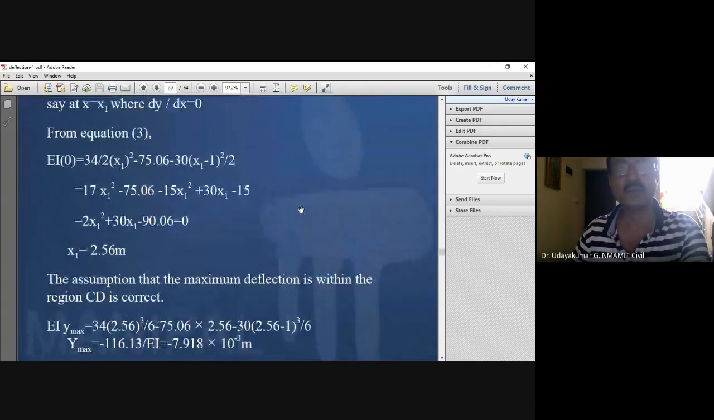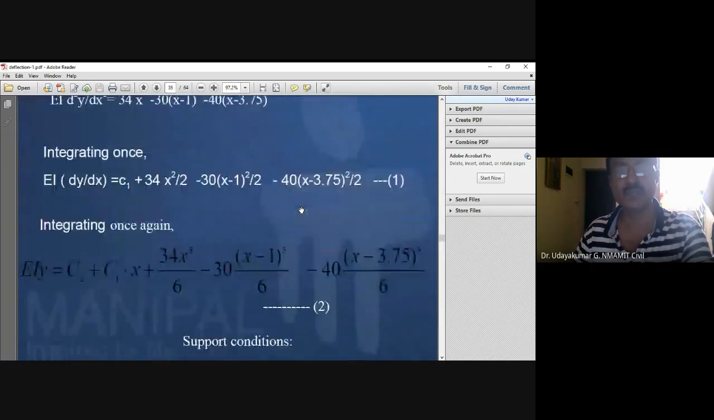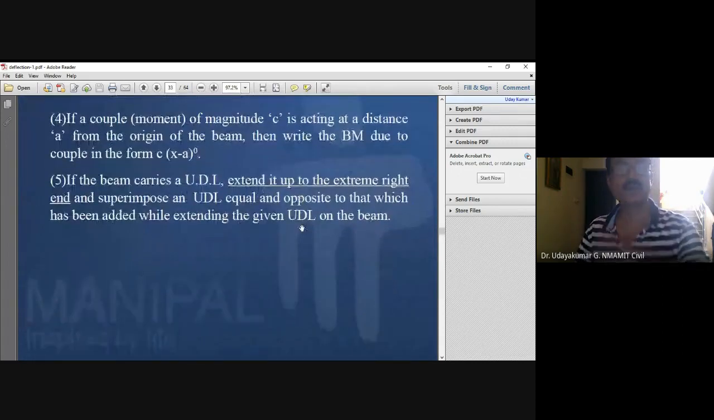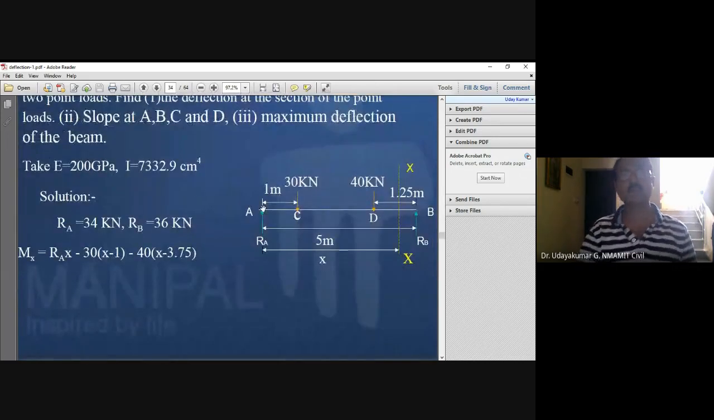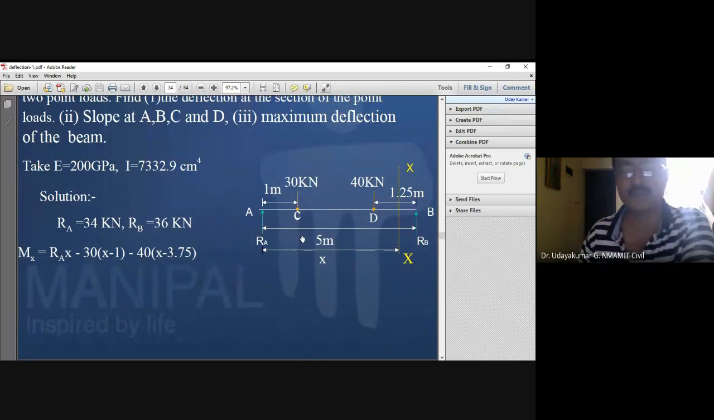Now in the double integration method, even when the point load or UDL is acting, you can apply, no problem. But the way in which the bending moment equation is written is special. So in the simply supported beam, you have to find the reactions, whereas in the cantilever beam, not necessary to find the reaction. You can start from the free end directly.